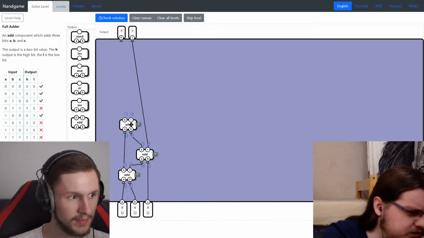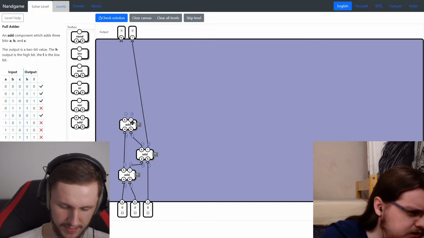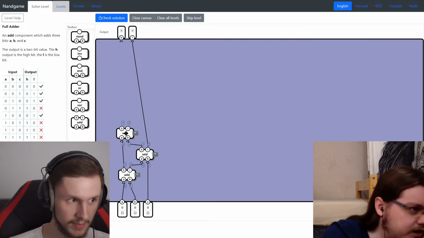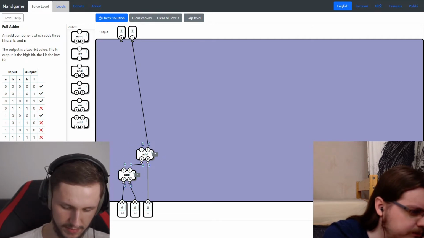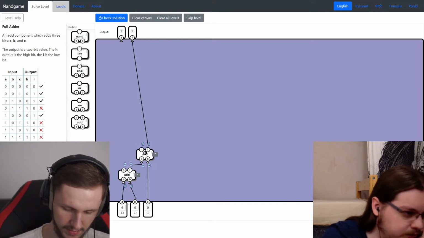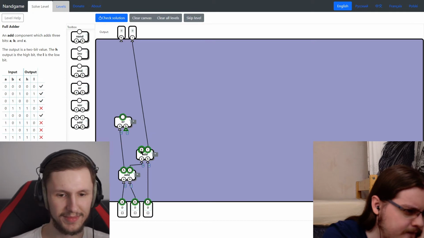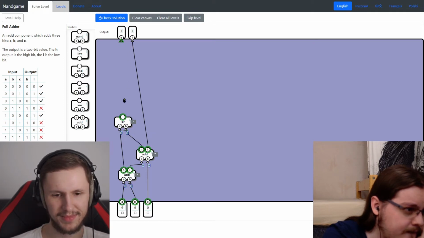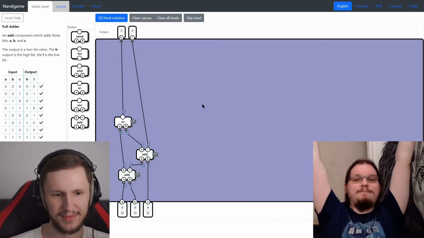That doesn't make sense, though. Wait, now... Oh, no. I think this one is trash. If this outputted 1, then this one can't output 1. So only one of them can output 1 at a time, so I think I can just connect them with an OR gate. Hey, I did a thing!